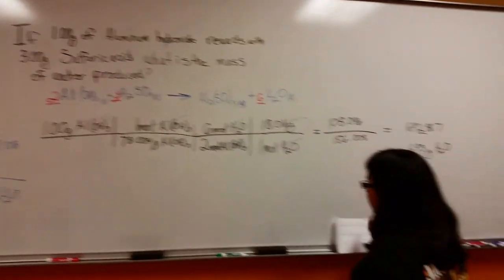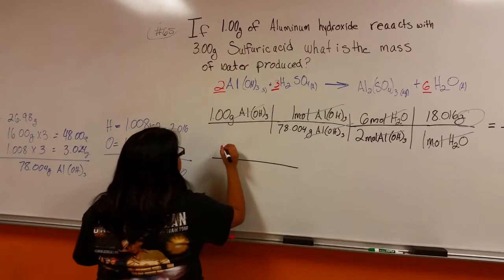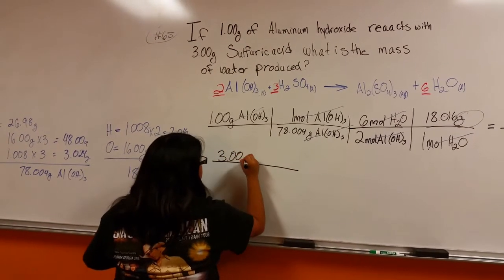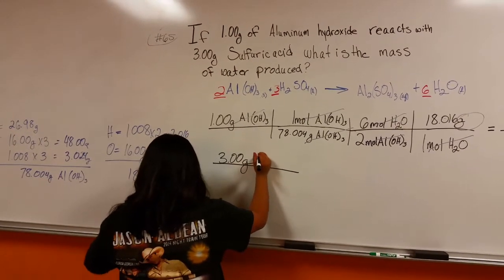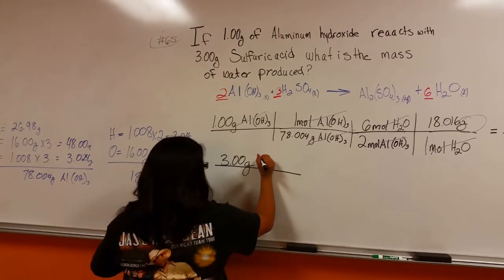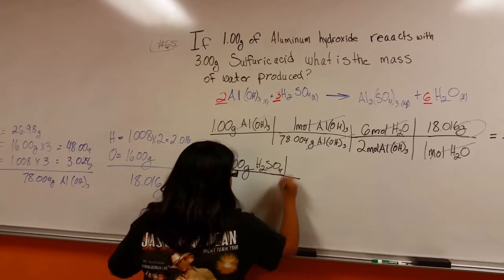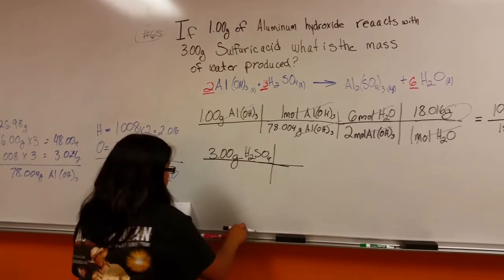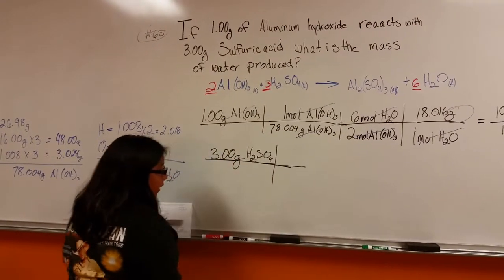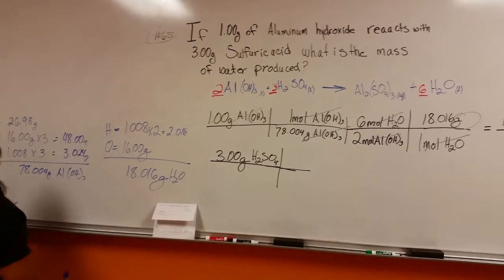Second part of the problem. You come back, we're going to start again, but this time we're going to be using the sulfuric acid as the first part of our equation. So 3 grams of sulfuric acid, H2SO4. So we're going to try to start out the same way that we did before. But just like in the beginning of our problem, we're going to need to come back over here and find yet again another molar mass, but this time for sulfuric acid.